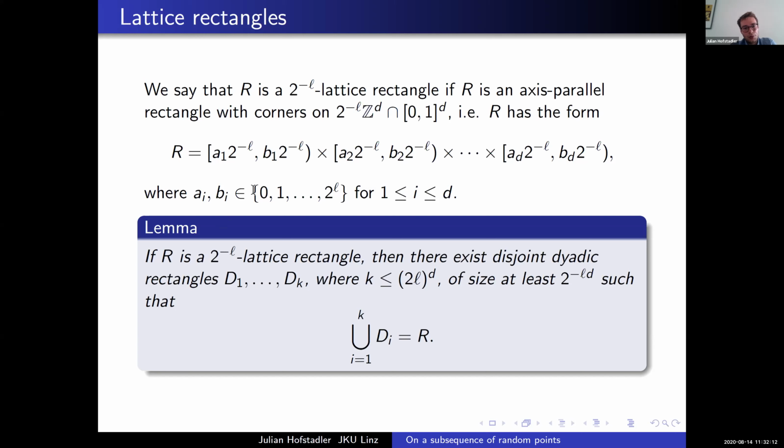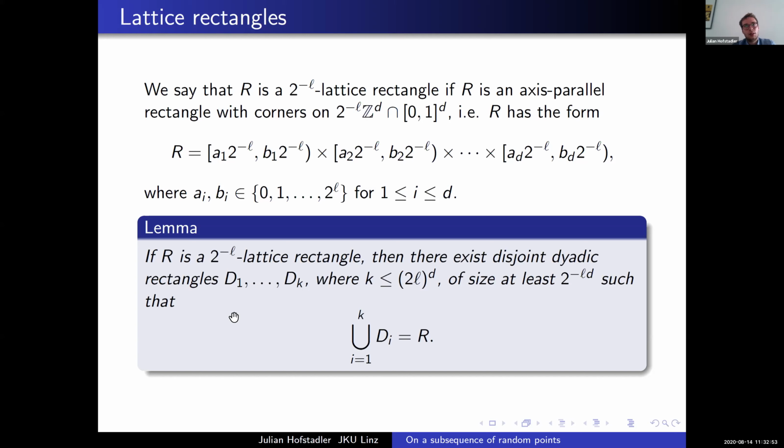And we know that if we have some arbitrary 2 to the minus L lattice rectangle, then there exist disjoint dyadic rectangles D1 to Dk, where k is not too large, so k is bounded by 2L to the d, and also the size of each dyadic rectangle is not too small, so they have size at least 2 to the minus L times d. And their disjoint union is exactly the lattice rectangle.